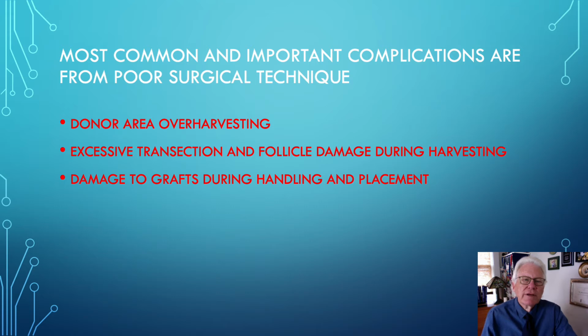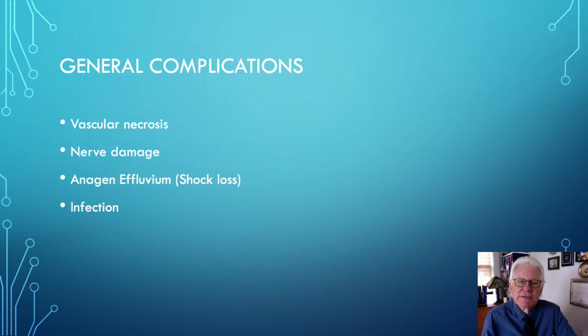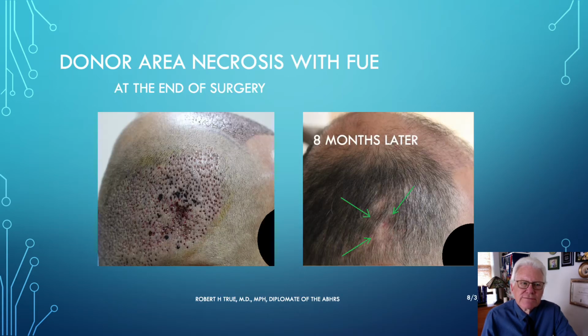The most common and important complications are from poor surgical technique, which include donor area overharvesting, excessive transection and follicle damage during harvesting, and damage to grafts during handling and placement. General complications include vascular necrosis, nerve damage, anagen effluvium or shock loss, and infection.